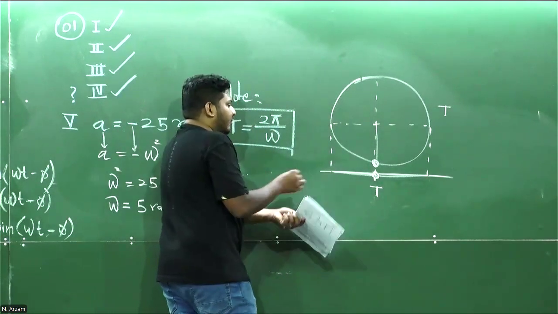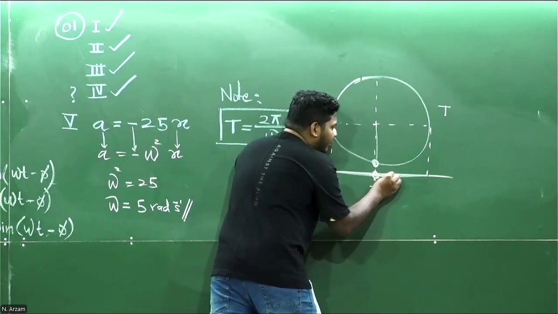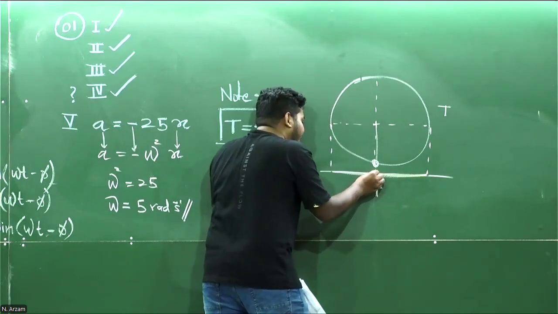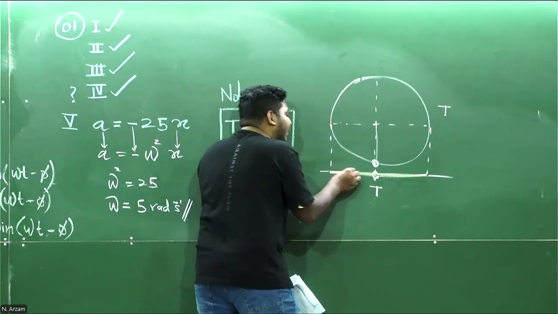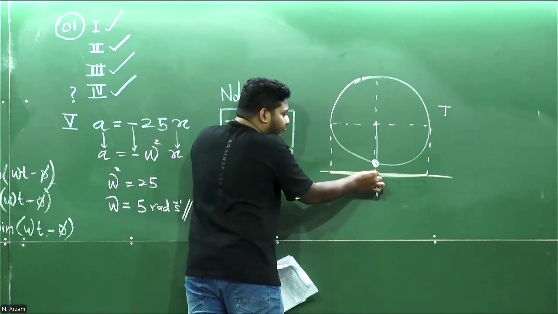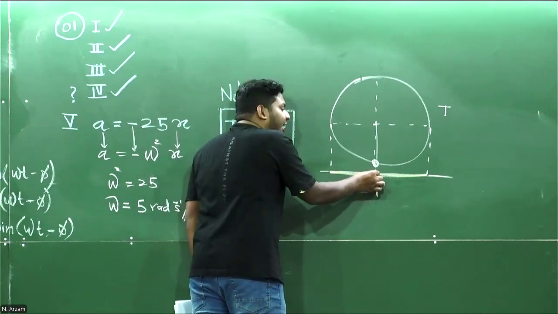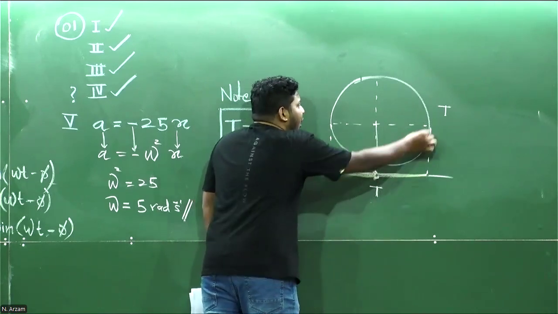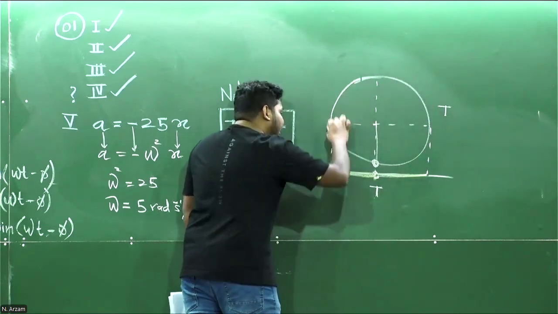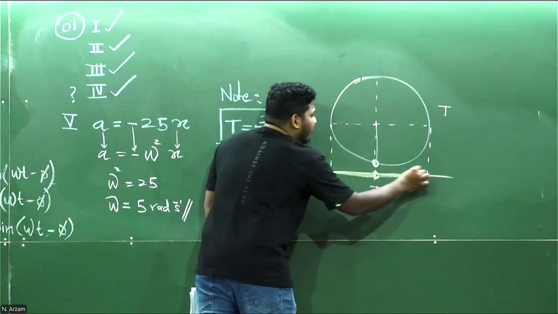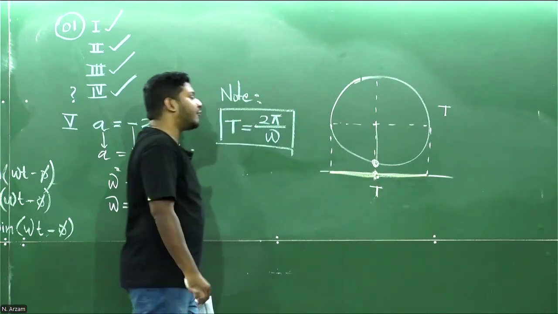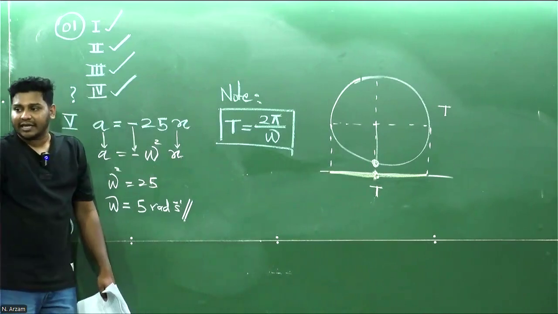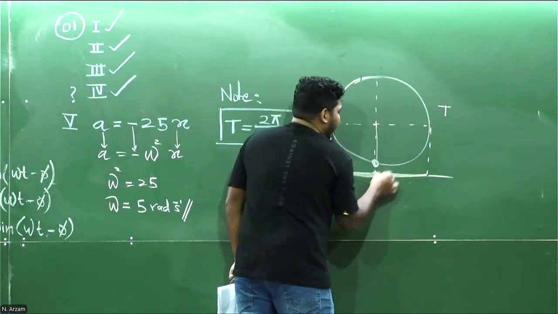This is a full oscillation we studied: going here, coming back to the fixed point, going to minus amplitude, and coming back to the fixed point. So it is moving in simple harmonic motion. This is rotating, so a full rotation is completing here, and also here a full oscillation is completing. Both time periods are T.